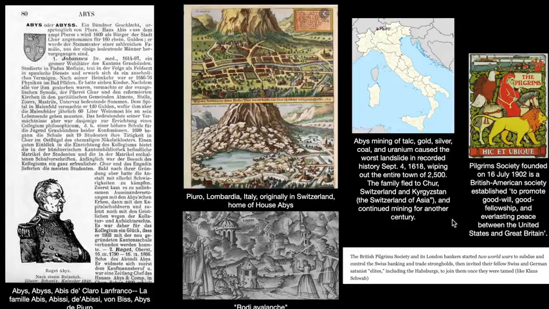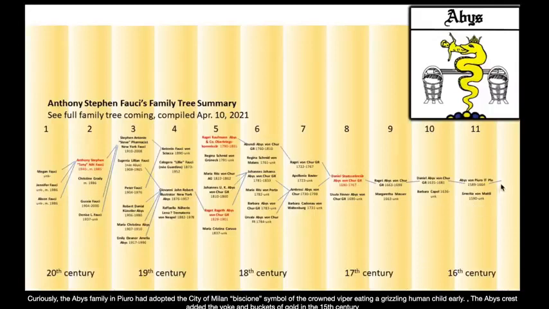In the article, he describes this entity that I've never heard of before, the Pilgrim Society. I'm going to have to look more into it. But he says that the British Pilgrim Society and its London bankers started 2 world wars to subdue and control the Swiss banking and trade strongholds, then invited their fellow Swiss and German Satanist elites, including the Habsburgs, to join them once they were tamed, like Klaus Schwab, who happens to be a cousin of Anthony Fauci's. Here is the Abbes family tree summary, all the way down to Anthony Fauci and his 3 daughters.